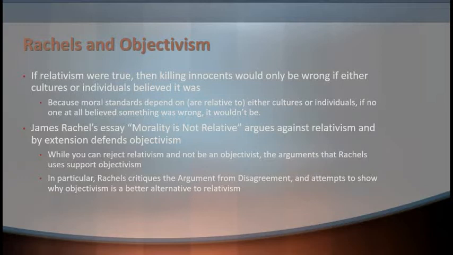Now, James Rachels's essay, Morality Is Not Relative, does exactly what it says in the title, and it argues against relativism, and by extension, defends objectivism. While he doesn't give any hardcore arguments for objective morality, that is, he never explicitly says you should believe in objective morality because of some reason, he still offers a lot of arguments that defend objectivism. Because while you can reject relativism and not be an objectivist, the arguments that Rachels uses do still support it.